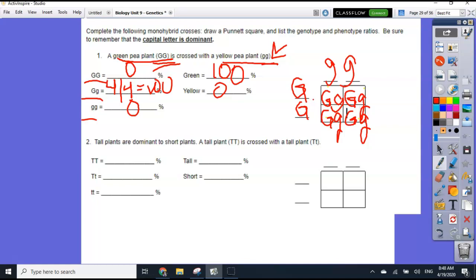All right, let's look at the next one. Tall plants are dominant to short plants. A tall plant, big T, is crossed with another tall plant, but this second tall plant is big T, little t. So one parent's going to go down the side. So I'll put big T here. One parent's going across the top. Big T, little t. Then we fill them in. So in this first box, I'm going to have a big T and a big T. The second box, I'm going to have big T and a little t. Big T, and big T, little t.